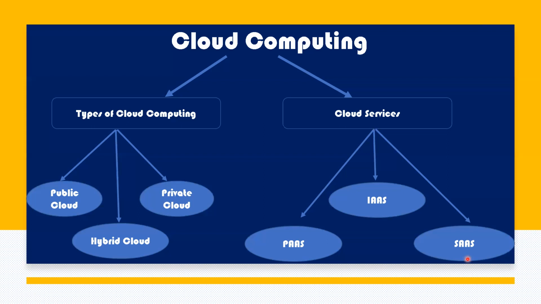So this is called SaaS. SaaS means nothing but it's a completed application. You can use it as an end user. You don't want to do any changes in that application. So it's a completed application. So these three types of services are available in the cloud environment.